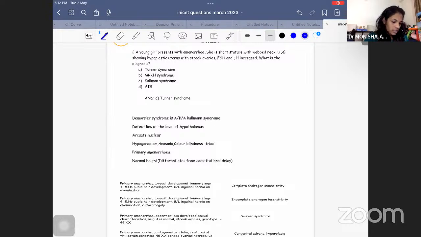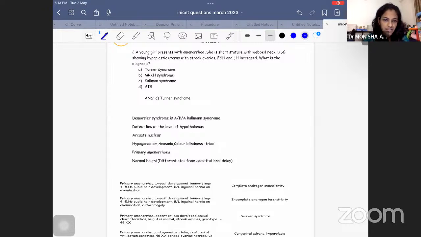So one thing, this question is a very direct question, the easiest question, okay? Of whatever gynecology, this is the easiest question that I could frame. If you could get this answer right, other things will easily go. First thing is a young girl with amenorrhea. She has short stature and webbed neck. Ultrasound showing a hypoplastic uterus and streak ovaries. Okay. FSH and LH are increased.